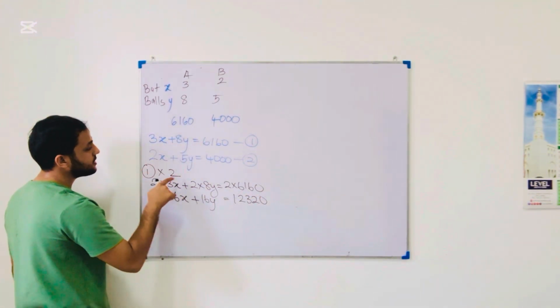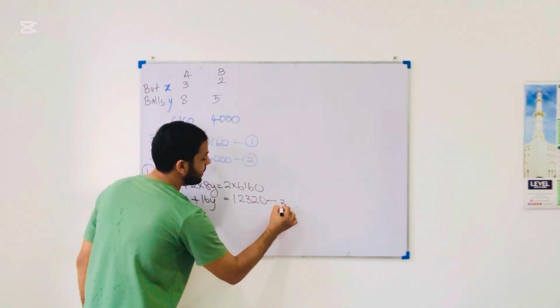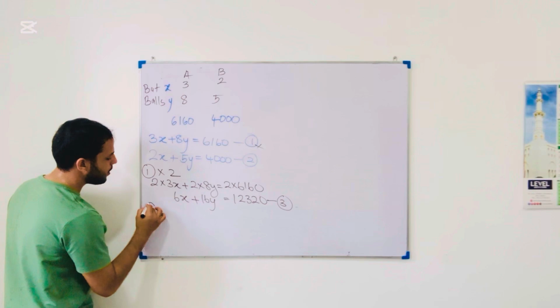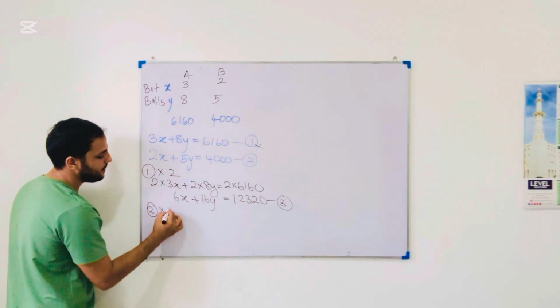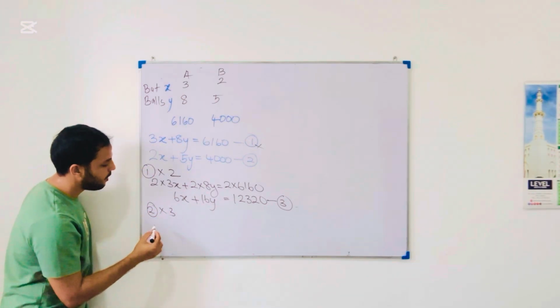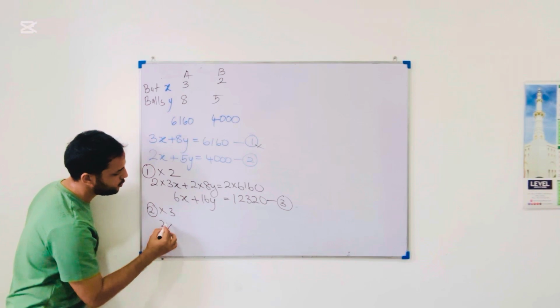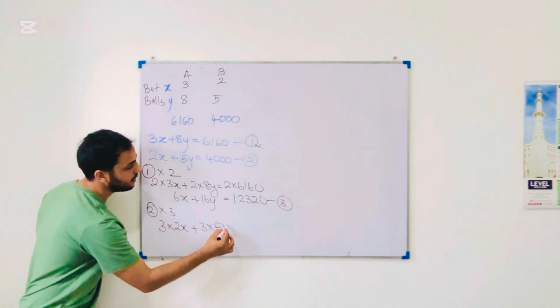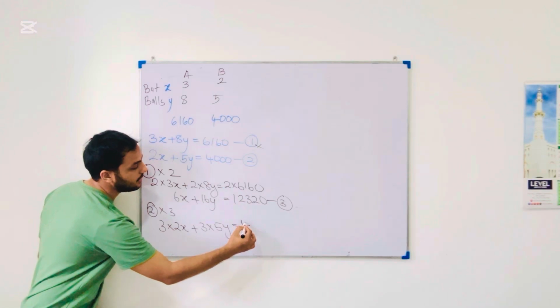Now I've converted the first one. I'll mark this the third equation. No longer do I need the first one. Now the second equation, to convert this to 6, I need to multiply it by 3. So what do I end up with? 3 into 2x plus 3 into 5y is equal to 3 into 4,000.